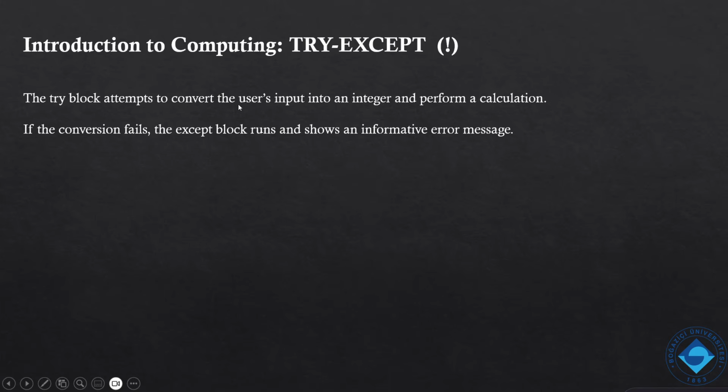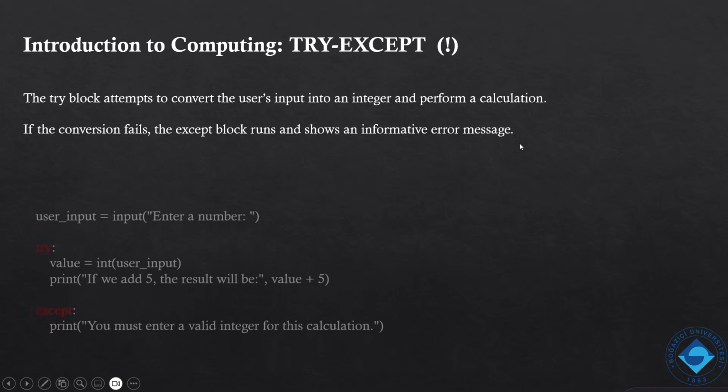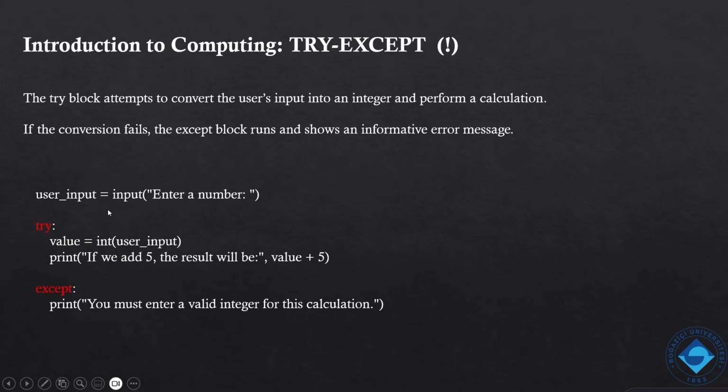The try block attempts to convert the user input into an integer and perform a calculation. If the conversion fails, the except block runs and shows an informative error message. Here we are asking the user to input a number like 5, 6, 7, and if the user enters any number, it is converted to an integer in the first step. Then it prints the result if we add 5 to your value. If I put 5 here, it's going to return 10, right?